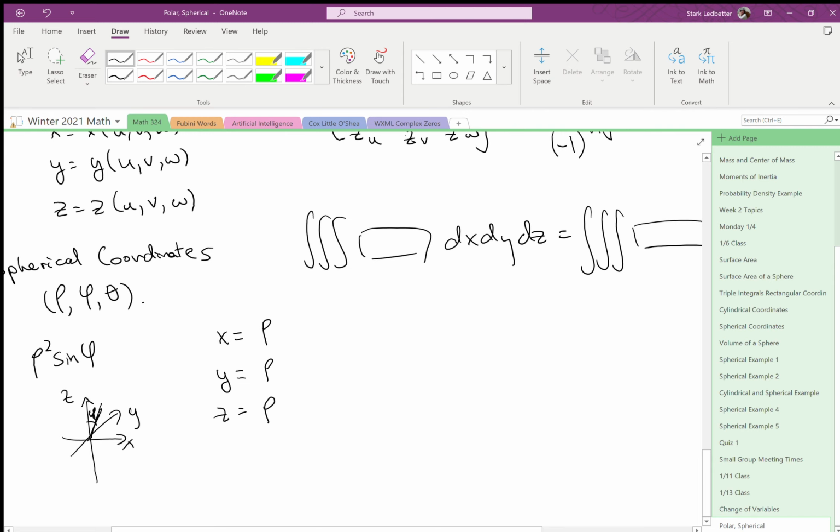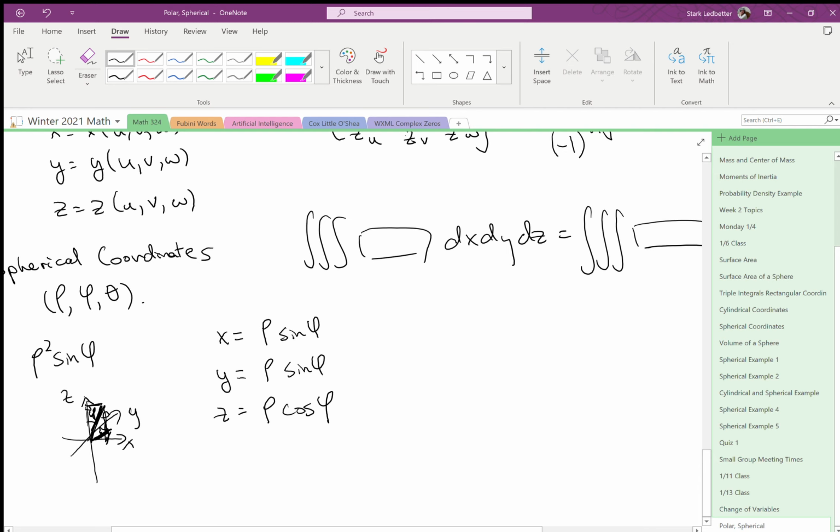So like that's pretty easy, right? I can drop a perpendicular and derive that, and then that length is rho. So z has to be rho cosine phi. And then if I drop the perpendicular to the xy plane, then we have to have rho sine phi. And then we resolve that. That shouldn't have gone all the way to the x-axis.